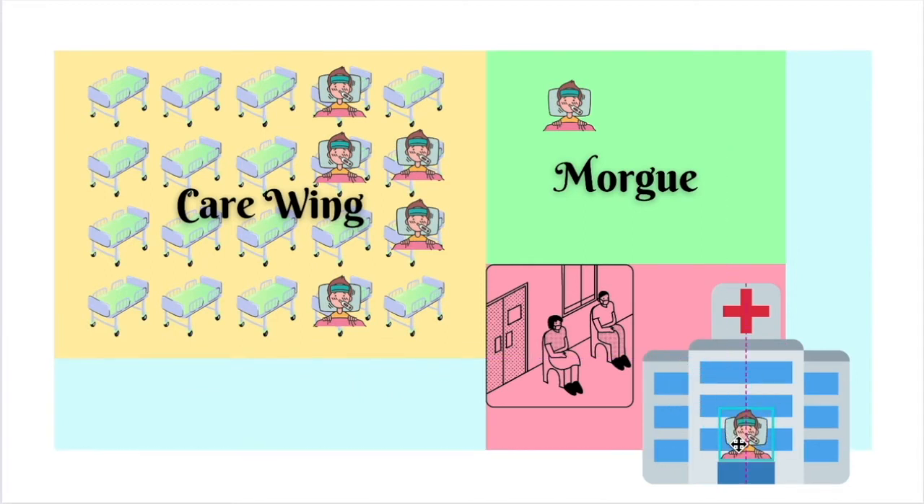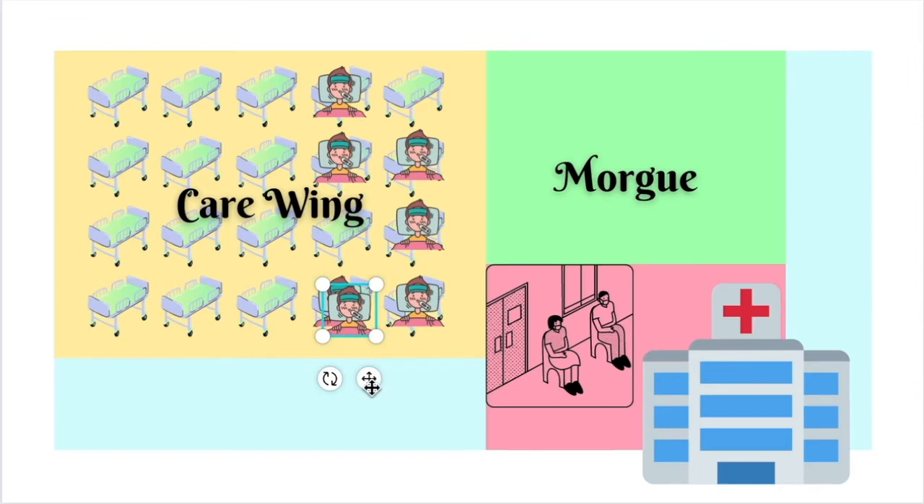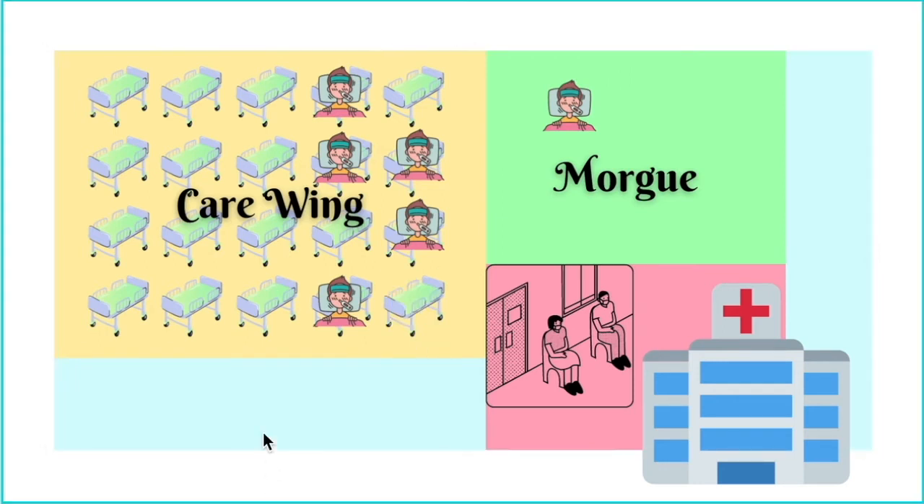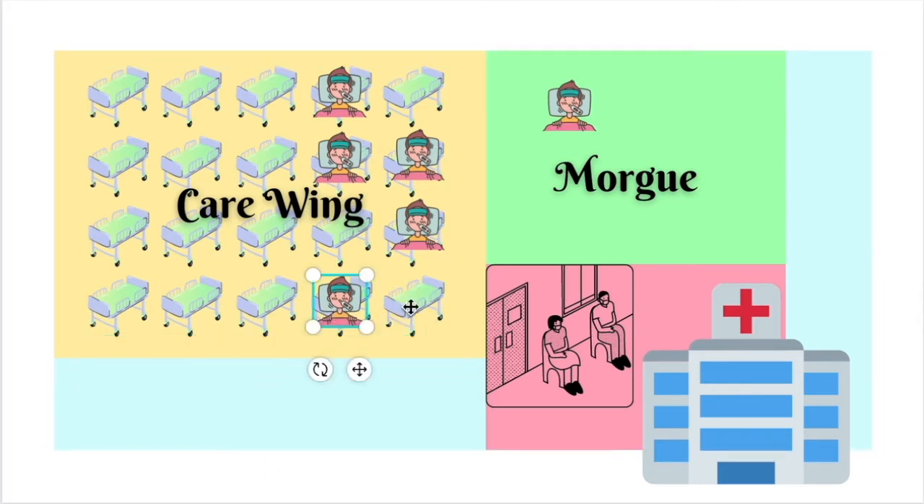Each time one of the patients recovers, they leave this box and go back home. Each time one of the patients dies, they leave this box and they are transported to the morgue. This leaves the care wing only filled with people who still need care while suffering from this specific disease.